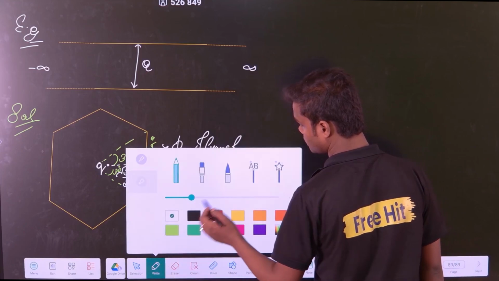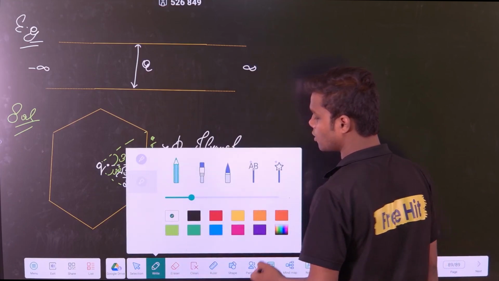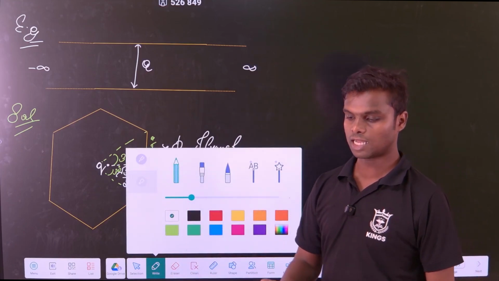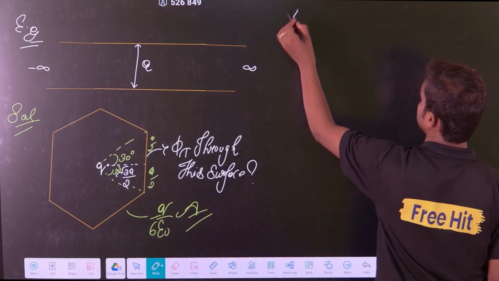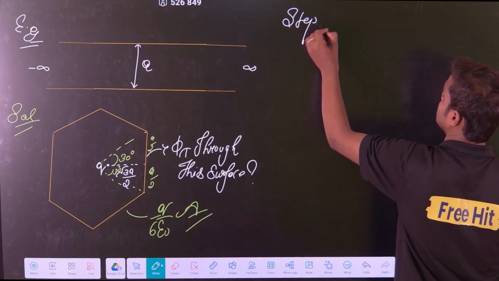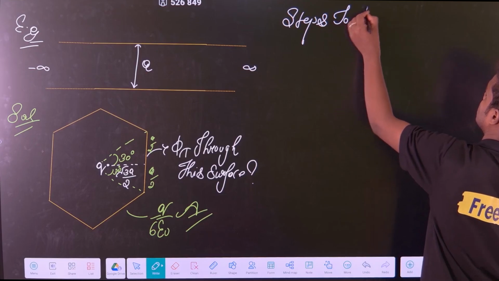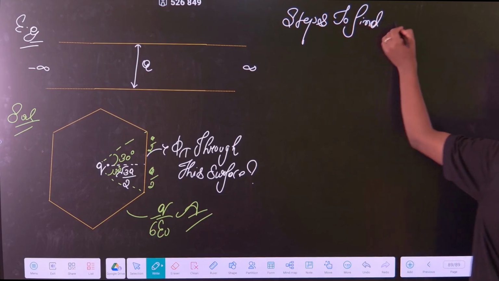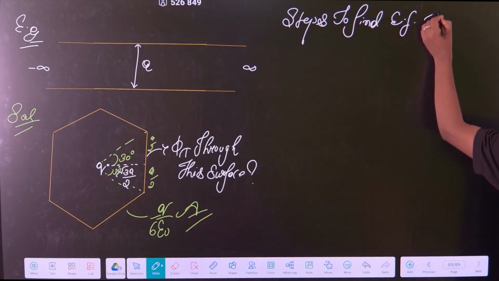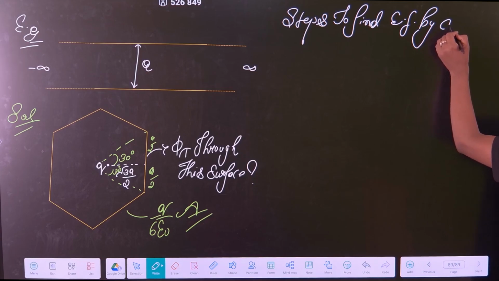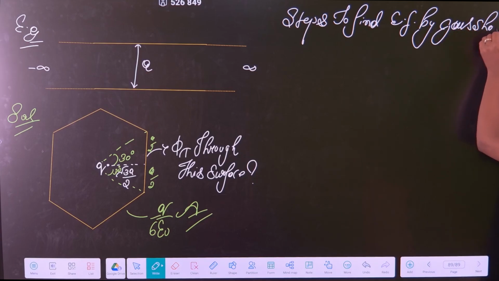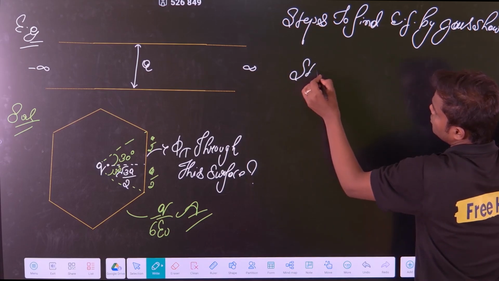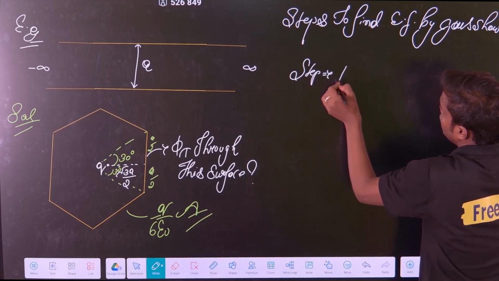Suppose, basically what steps do we have to follow to calculate the electric field by Gauss law? Steps to find electric field by Gauss law. What are the steps? Step 1: draw the Gaussian surface.